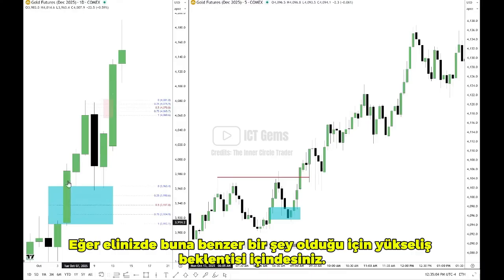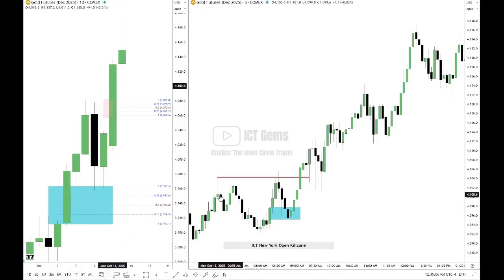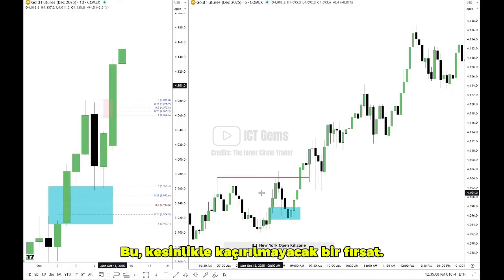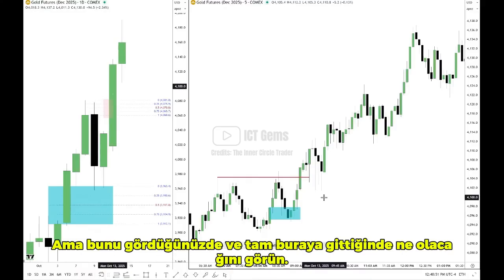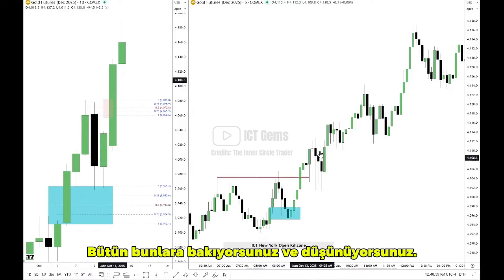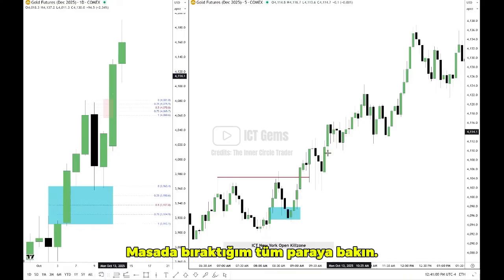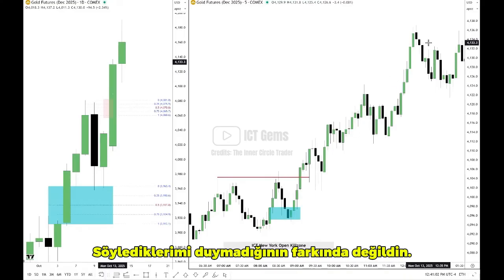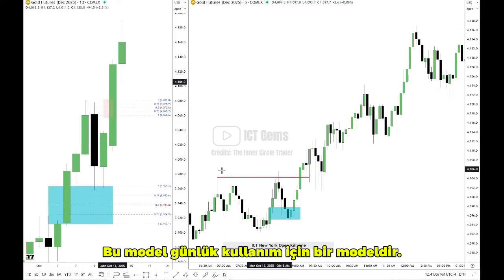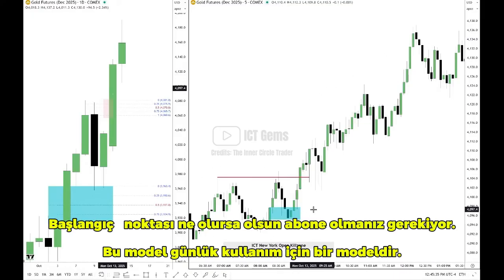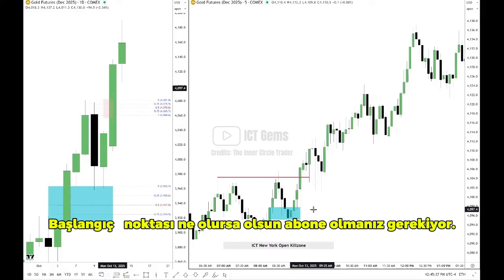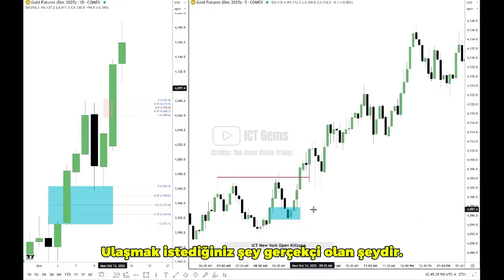Well, if you're bullish because you have something like this, seeing a situation like this is a loaded deal, easy, like it's a no-brainer. But see, when you see this and it goes right here and that's the end of the trade, you look at all this and you're thinking, this is a stupid model. Look at all the money I left on the table, not realizing that you didn't hear what I said. This model here is an everyday model. You have to subscribe to whatever starting point you want to reach for that's realistic.